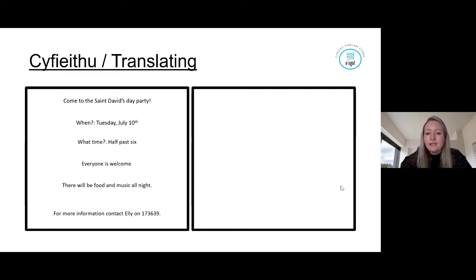So come to the St. David's party. So the first thing you need to think of here is come to. So think about what your teacher would say to you in class. How would your teacher say come in? Think about how you would say come to the St. David's Day party, but we're going to use the word party first. So pop in the chat, how do we say come to.